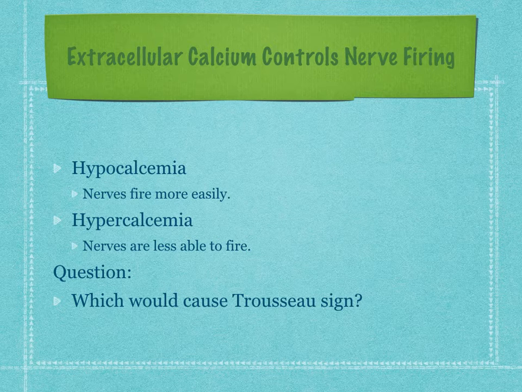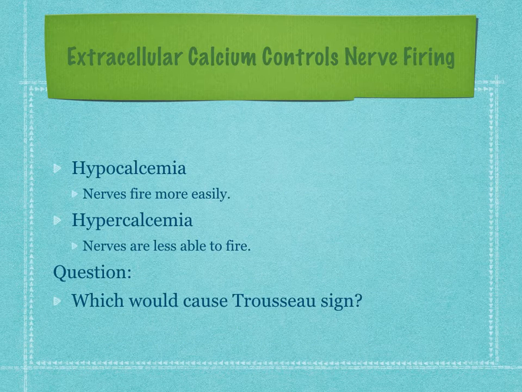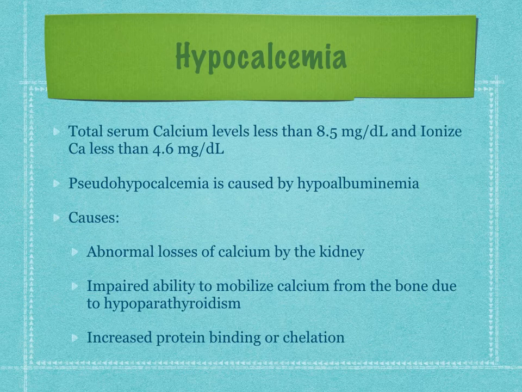Extracellular calcium controls nerve firing. With hypocalcemia, nerves fire more easily, and with hypercalcemia, nerves are less able to fire. So the question is, which would cause the Trousseau sign? And that's the hypocalcemia. Trousseau sign is a sign of too much excitability of the nerves. And we'll talk about that in just a minute when we talk about hypercalcemia.